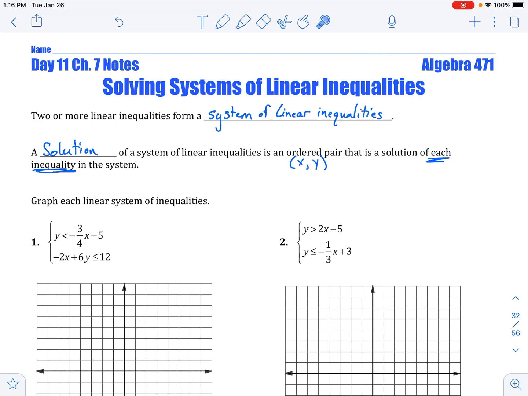We're going to start out here first by defining what a system of linear inequalities is, and that is two or more linear inequalities form what we talk about as a system of linear inequalities. So that's going to be a combination of two or more inequality statements.